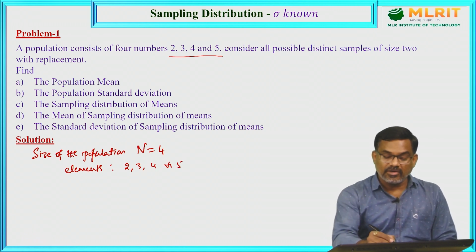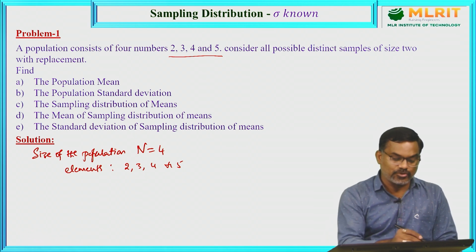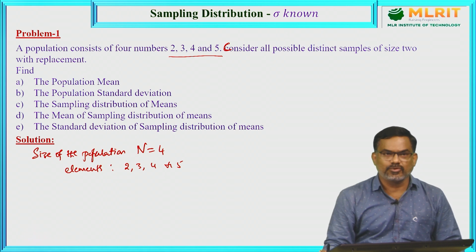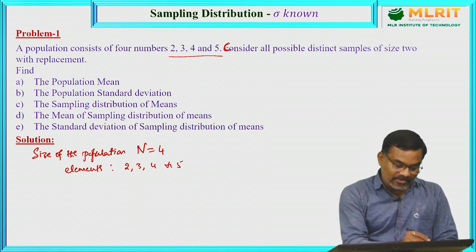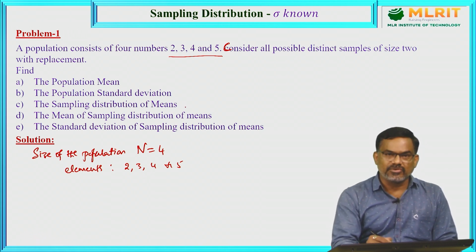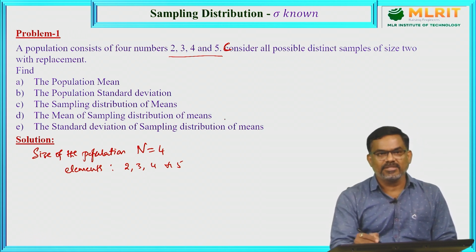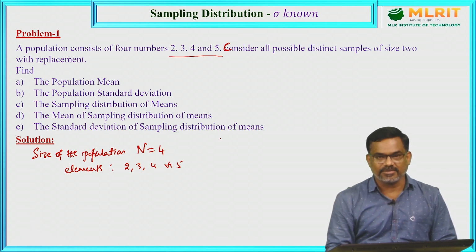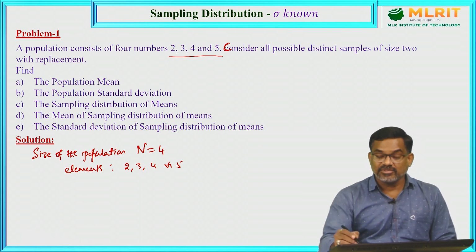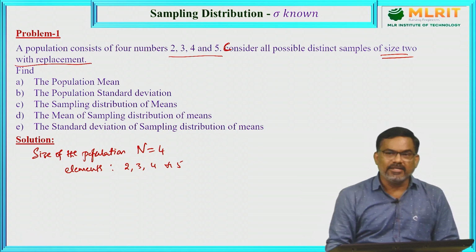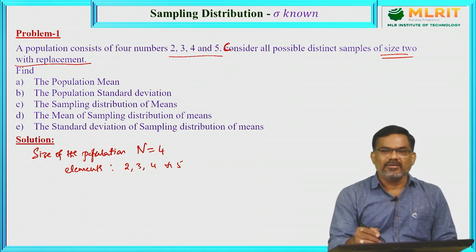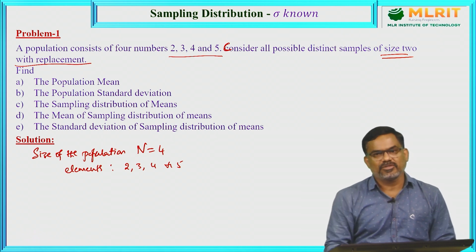Next, consider all possible distinct samples of size 2 with replacement. Then find the population mean, population standard deviation, sampling distribution of means, mean of the sampling distribution of means and standard deviation of the sampling distribution of means. So from the given population, first we need to draw the samples of size 2 with replacement. That means each member of the population can be selected more than once. We can select the number twice also.